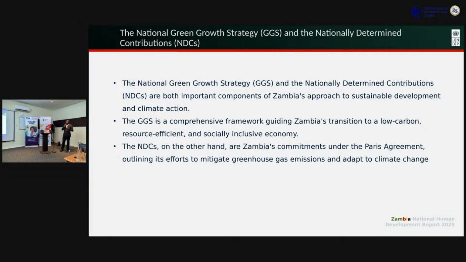And also Zambia was mentioned earlier, and this is Zambia's certificate. They are all trying to get into those strategies. We need to implement them and we need to mobilize resources for them.